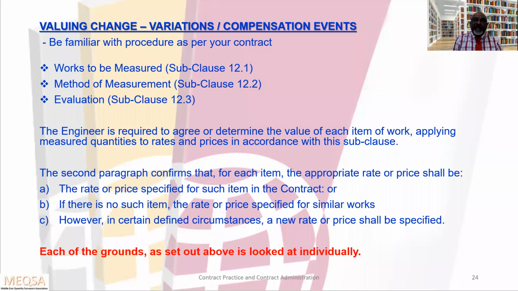The second paragraph confirms that for each item, the appropriate rate or price shall be A, the rate or price specified for such item in the contract, or if there is no such item, the rate or price specified for similar work. In certain defined circumstances, a new rate or price shall be specified. So each of the grounds as set out above is looked at individually. You have to be familiar with that as per your contract for this evaluation of the variation. If it is FIDIC 99, you have to read and understand how we have to do the evaluation.